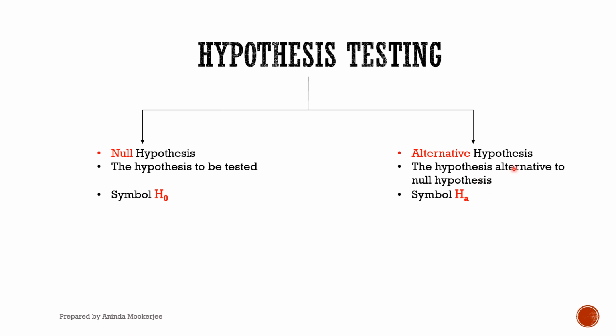On the other hand, we have the alternative hypothesis. This is the hypothesis that will attempt to replace the null hypothesis. All right, so it's called the alternative hypothesis. It is based on a more recent study. It is the alternative to the well-established null hypothesis. That's why it's called the alternative hypothesis. And the symbol to represent that is H sub A, where A stands for alternative.